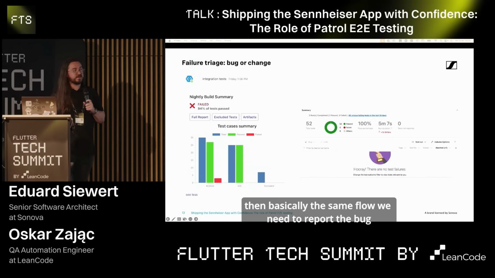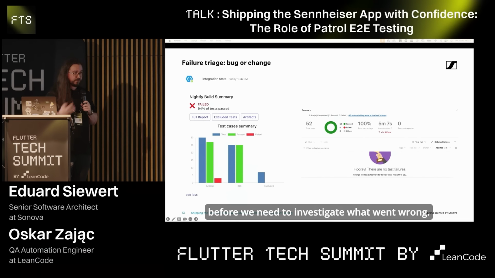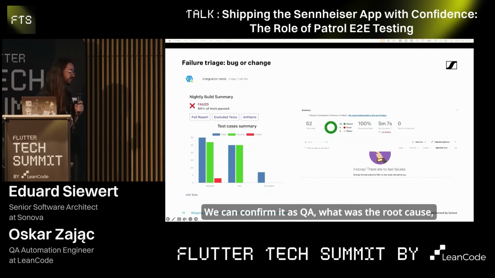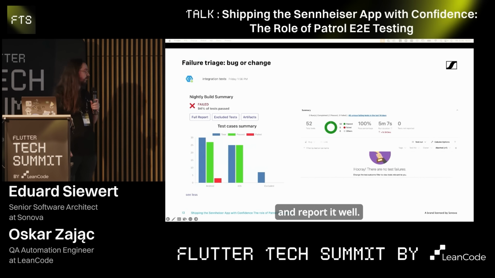The other case is when we have an actual bug. Then basically the same flow. We need to report the bug, so we need to investigate what went wrong. So the bug report isn't vague. We can confirm as QA what was the root cause and report it well.